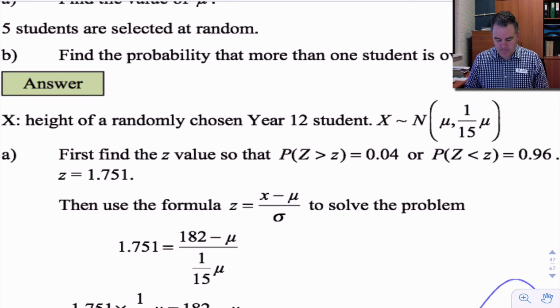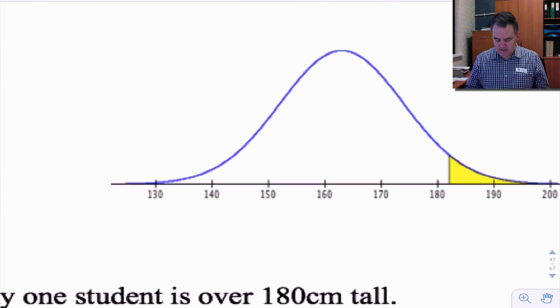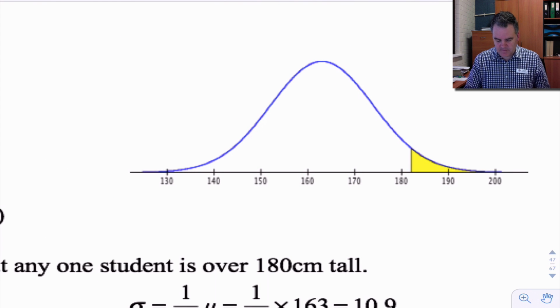Okay, so write this step down. This is a really good one to write. X is normal, mean mu, standard deviation 1/15 mu. So we first need that z value. If I draw the diagram here, I know that this area up here is 0.04, 4% of the whole graph. Then you know that's 182 and above, so I can look up that z value.